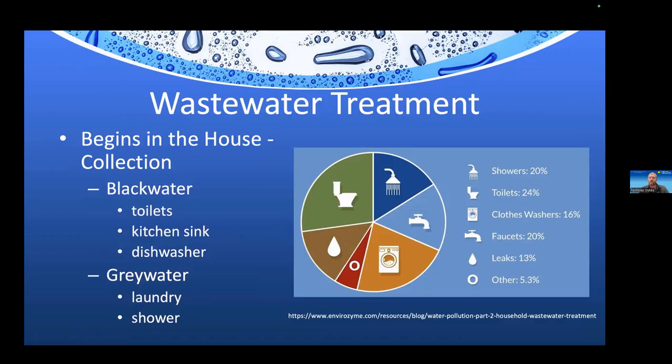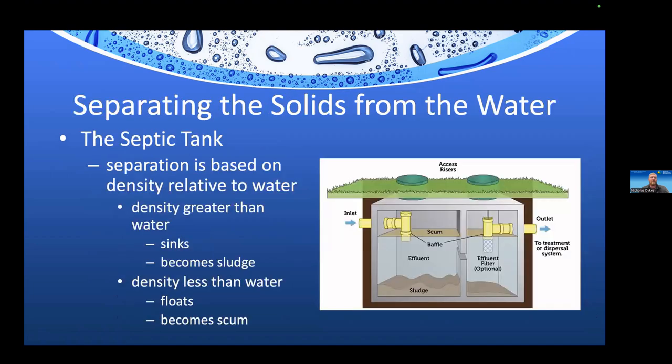So with black water and gray water, there's just lots of things that come out, contaminants, and that's the makeup of those though. So in our septic tanks, we separate the solids from the water. The separation is based on density relative to water. So anything that its density is less than water, it floats to the very top and becomes scum. This is generally comprised of fats and oils and greases.